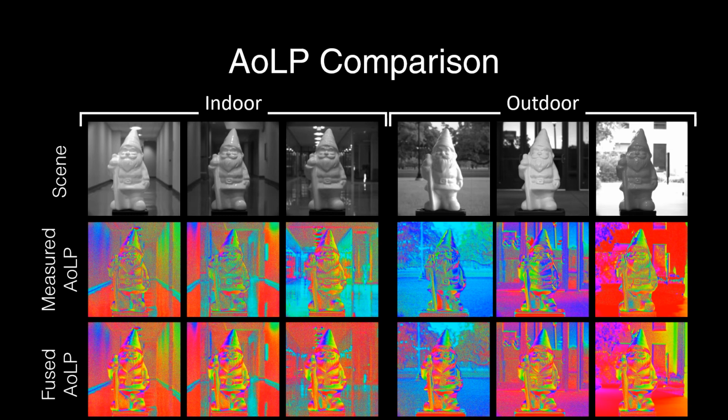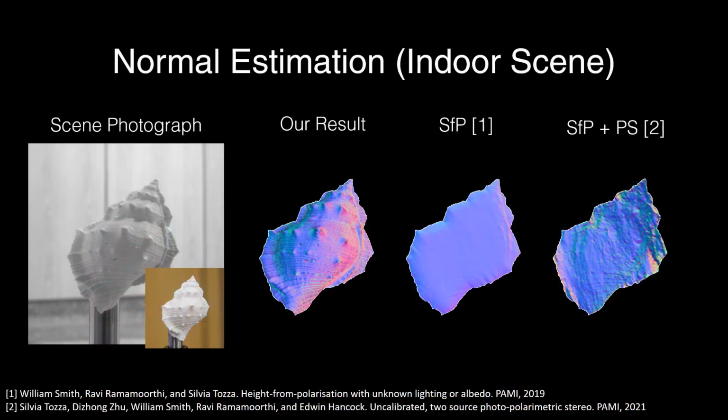We show our normal estimation result under an indoor environment, and compare with 2 other state-of-the-art shape from polarization methods. As these methods cannot well handle the polarimetric cue affected by environment light, their results are highly inaccurate and suffer from various artifacts.